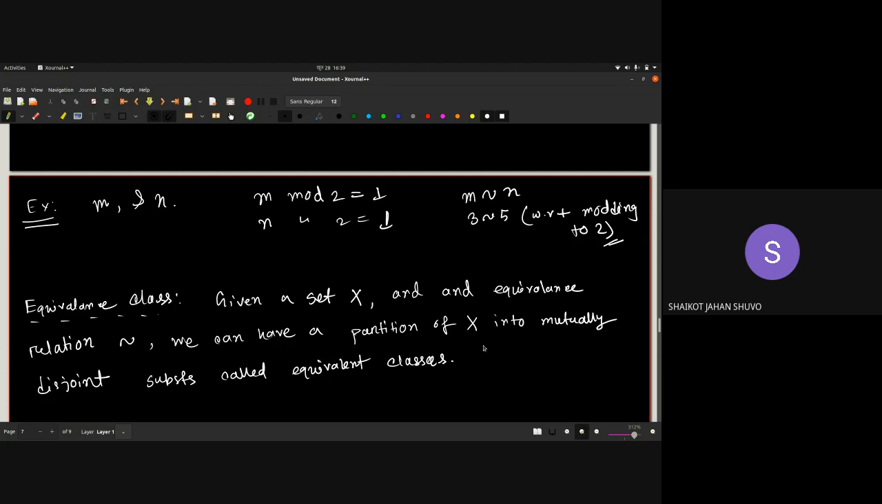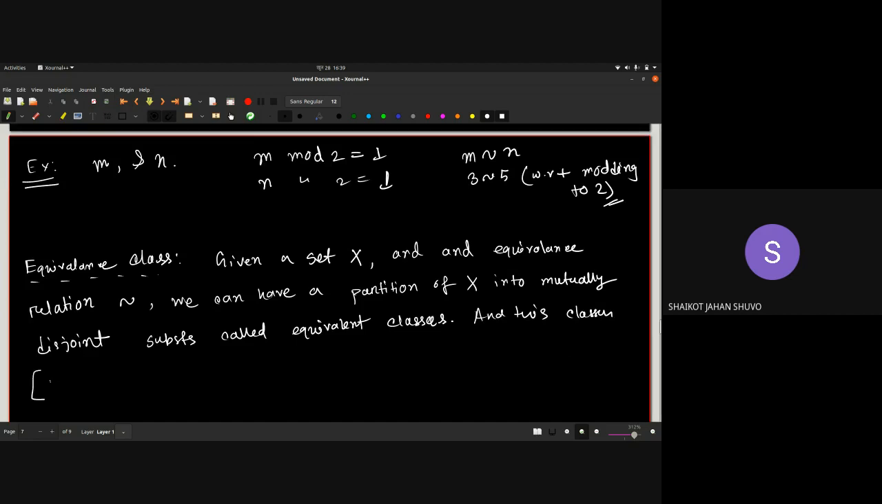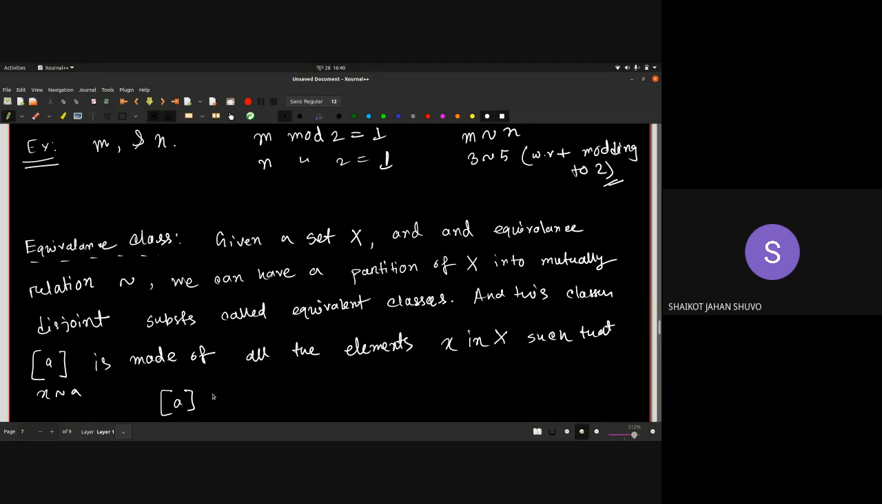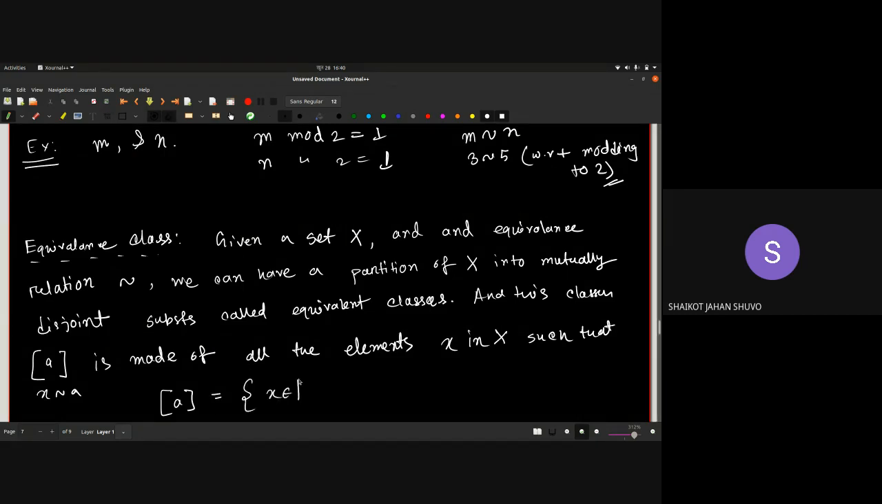And these classes, or so to say the equivalent classes, let's denote them like this, is made of all the elements x in X, or you can also write small x belongs to capital X, such that x has this equivalence relationship with some small a, and you finally write this as... this is very buggy.